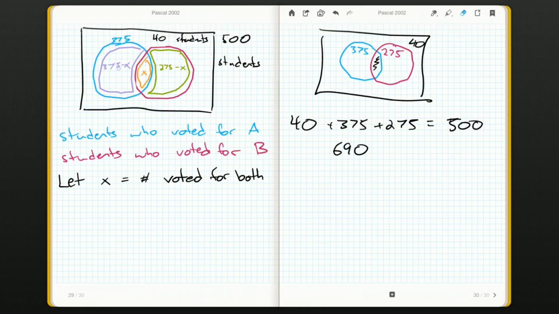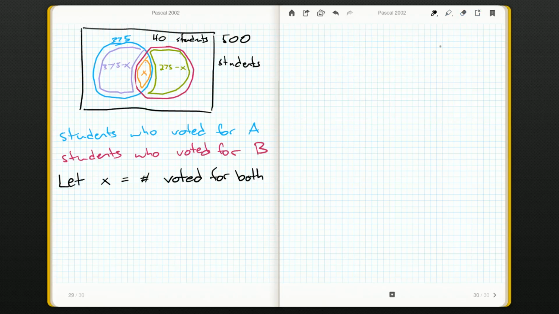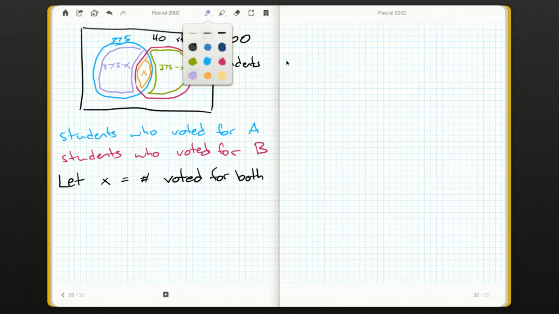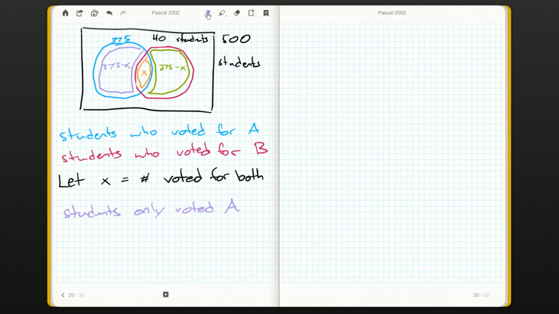So that's why we broke them down into the purple, just voted for the first issue. So purple is students who only voted for A. So they voted for A and not for B. Green is the students who only voted for B. So they turned down the first option and were for the second one. And X voted for both.